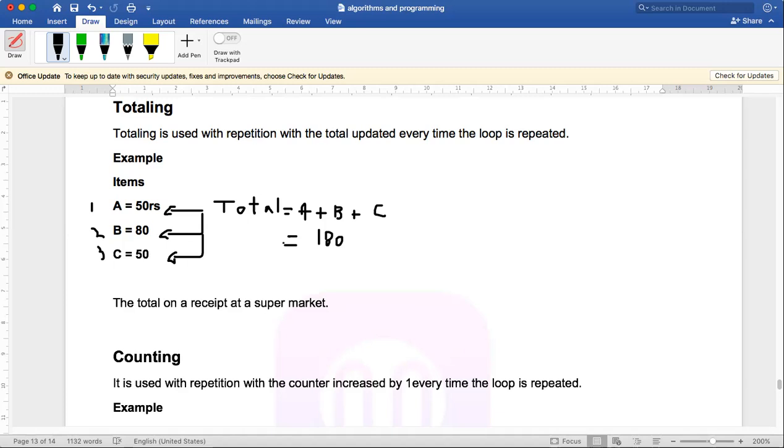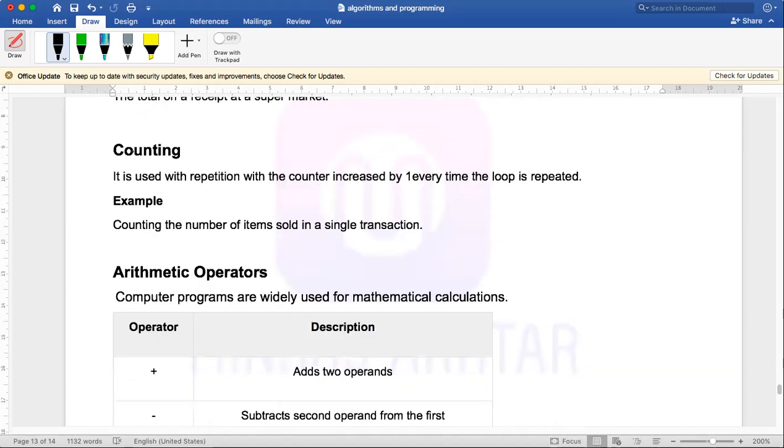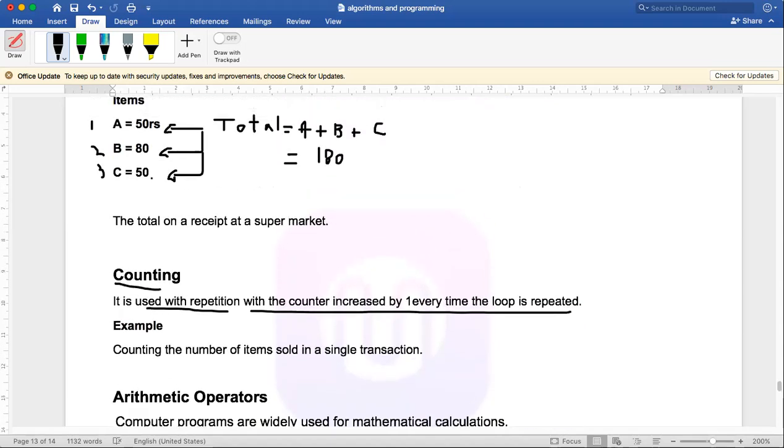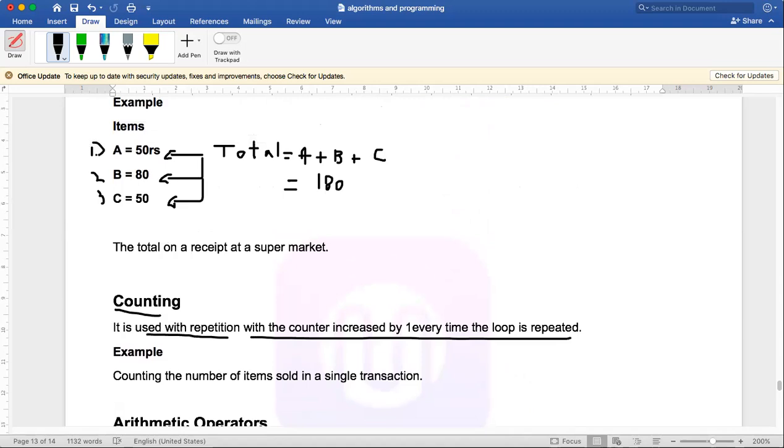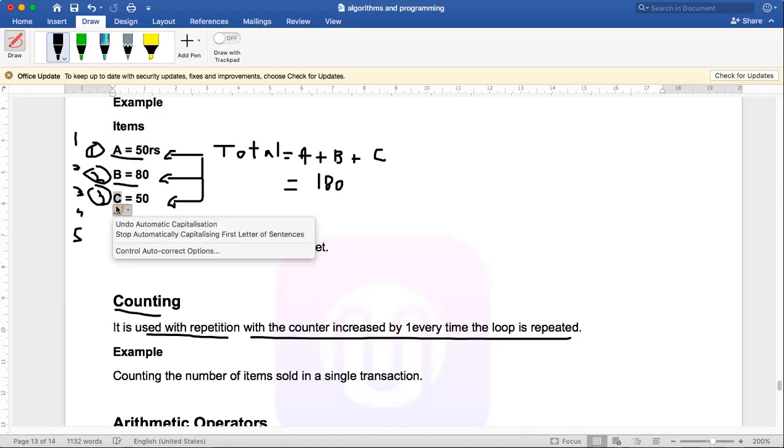Okay. Next is counting. Counting is used with repetition, with the counter increased by 1 every time the loop is repeated. Look, I'm going to explain the same in this example. You can see the loop is working here. Look, this is 1, this is 2, this is 3. So the counter is working like 1 plus 1, 2, 2 plus 1, 3. If the items are more, 4, 5. So the counting is going to count the process of repetition, like it is repeated 3 times now.